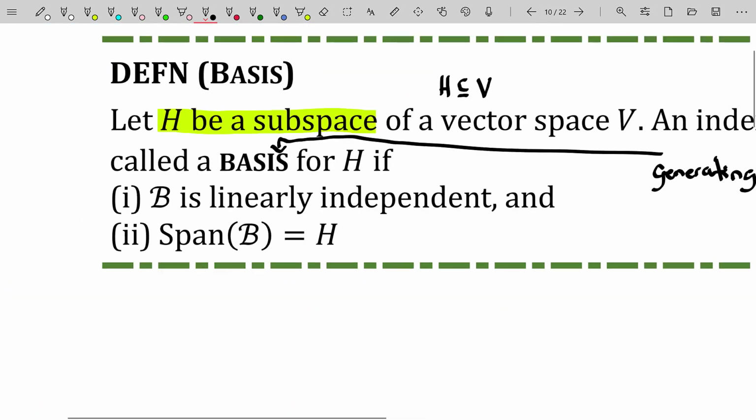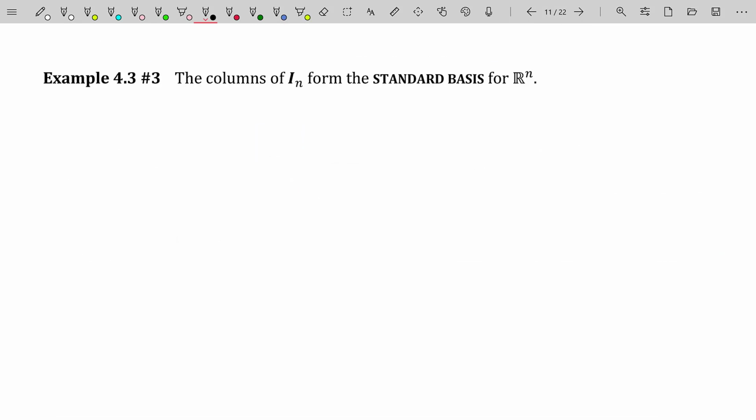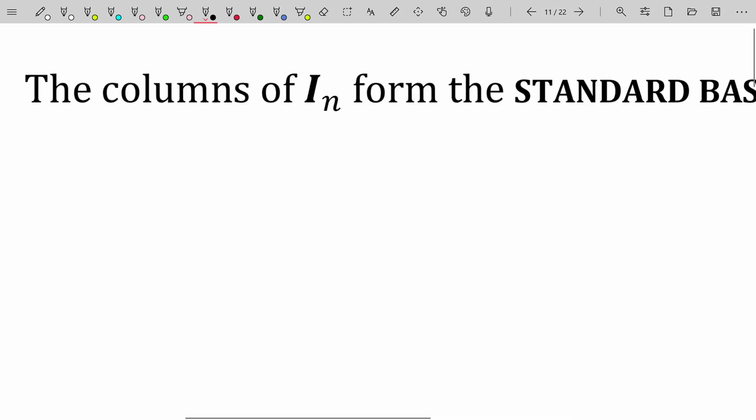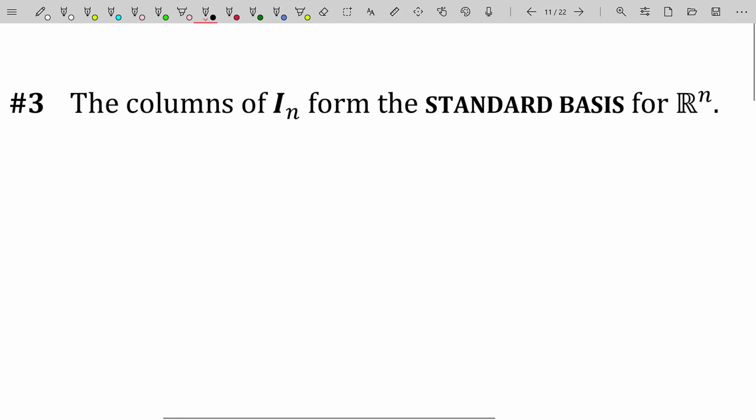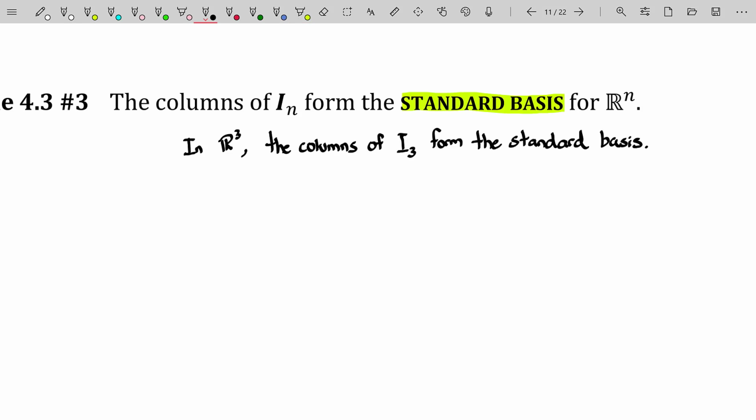All right, we should probably look at some examples to really get a good footing here. This very first example is not one that we need to work through, it's just one that we need to recognize. The columns of the identity matrix I sub n form the standard basis for Rn. So for example, in R cubed, the columns of the 3x3 identity matrix form the standard basis for R cubed. Now, I don't want you to think that this is the only basis for R cubed. This is just what we would call the standard basis. It's the most obvious basis.